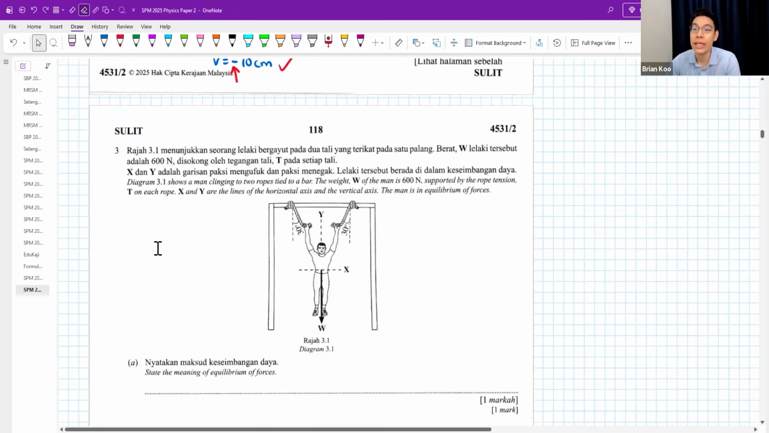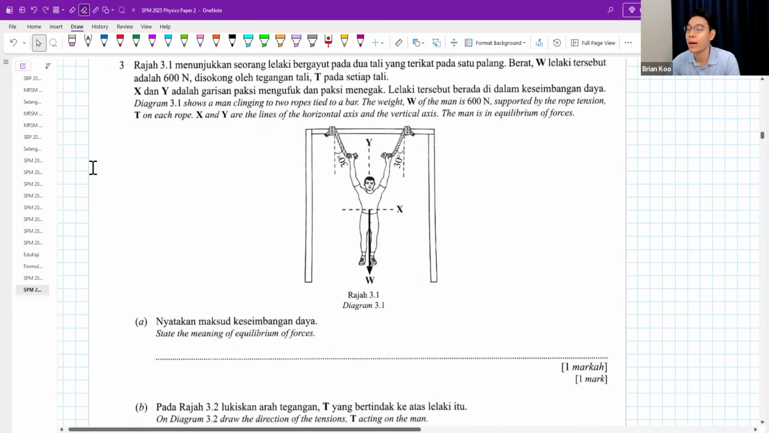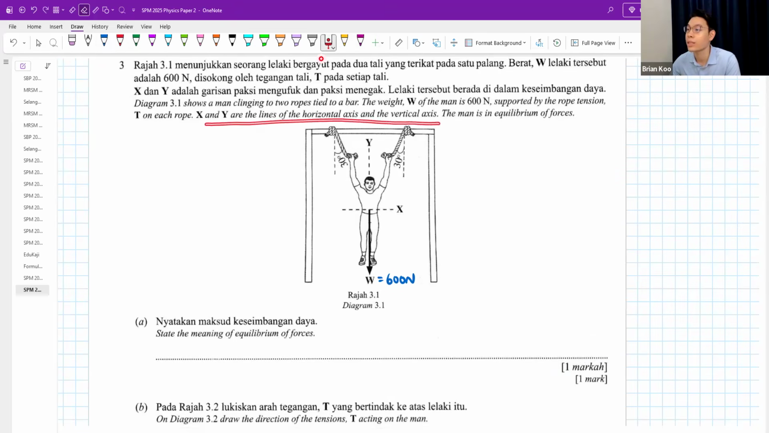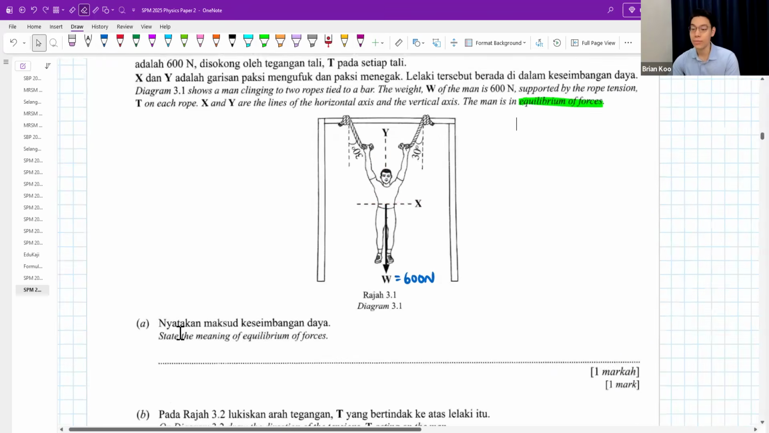Okay, question 3. Diagram 3.1 shows a man clinging on to 2 ropes tied to a bar. The weight of the man is 600 newtons, supported by the rope tension T on each rope. X and Y are the horizontal axis and vertical axis. The man is in equilibrium of forces. State the meaning of equilibrium of forces.